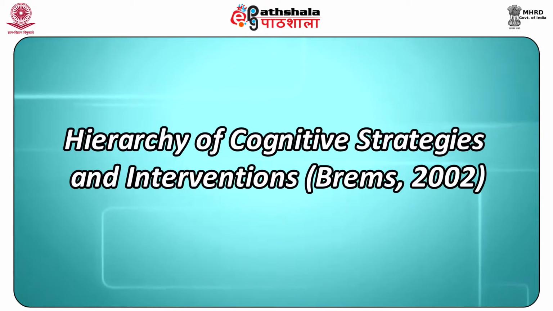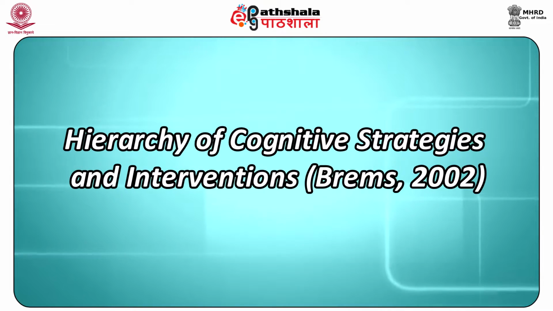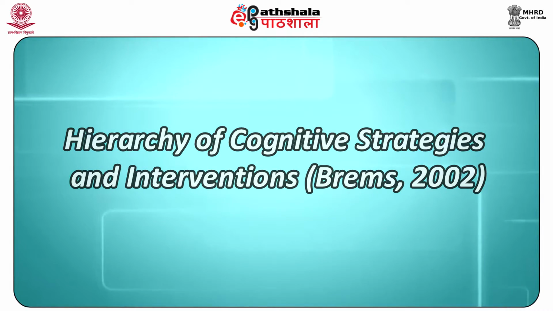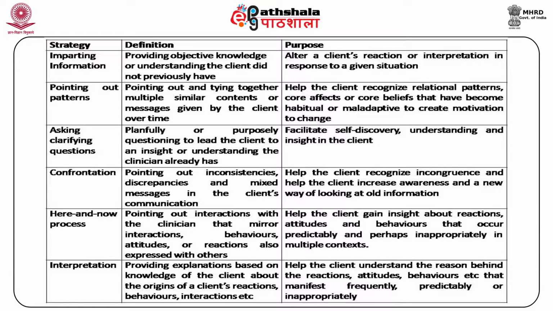Let us understand the hierarchy of cognitive strategies and interventions given by Brehm, which is highlighted in the table below. The first column gives the strategy, the second column gives the definition of the strategy, and the third the purpose of the strategy. These strategies will be discussed in detail later on. The first strategy is imparting information, which is defined as providing objective knowledge or understanding the client did not previously have. The purpose of this strategy is to alter a client's reaction or interpretation in response to a given situation.